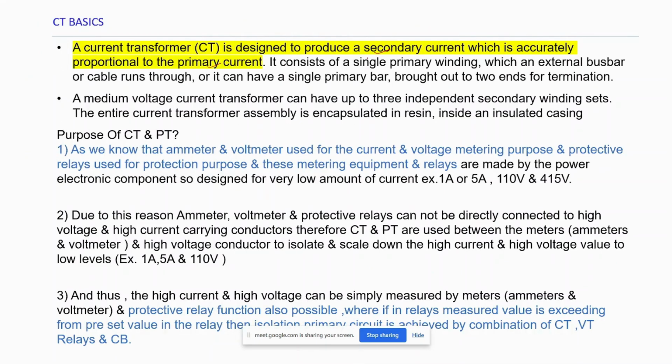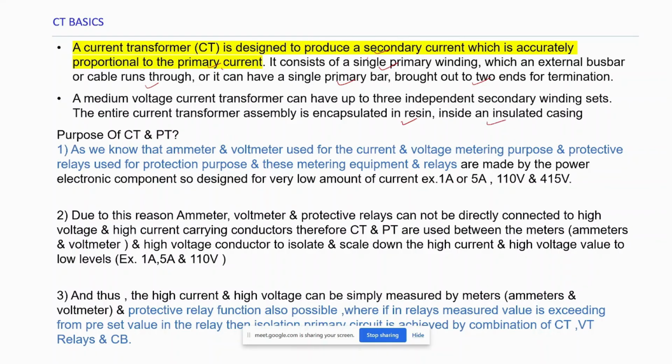So it produces a secondary current which is accurately proportional to the primary. It consists of a single primary winding which an external bus bar cable runs through, and it can have a single primary bar brought out to two leads and end of termination. A medium voltage current transformer can have 3 independent secondary winding sets, and the entire current transformer assembly is encapsulated in a resin inside the insulated casing.